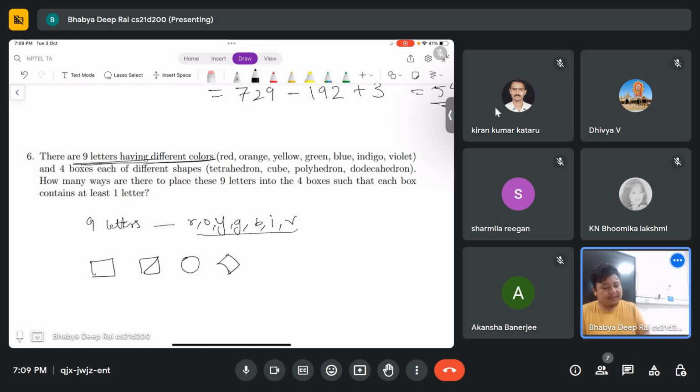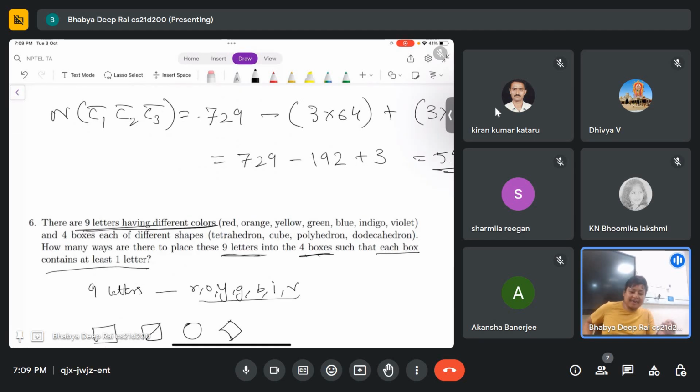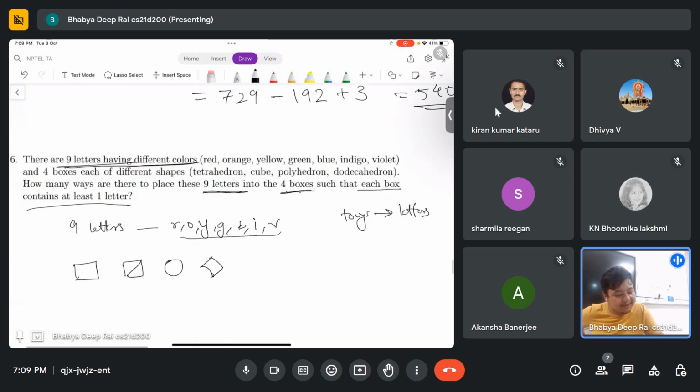There are dodecahedron and so on. These are the different shaped boxes. And what they are asking is how many ways are there to place 9 letters into 4 boxes such that each box contains at least 1 letter. So you can see that it's similar to the previous problem. What was there in the previous problem? You are distributing toys among children, right? So the toys are now letters, and the children are boxes here.